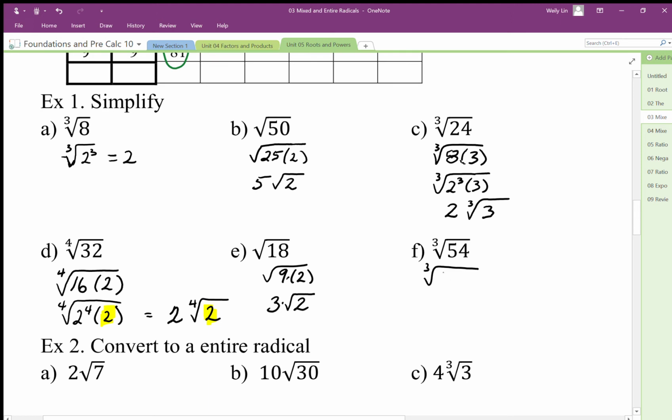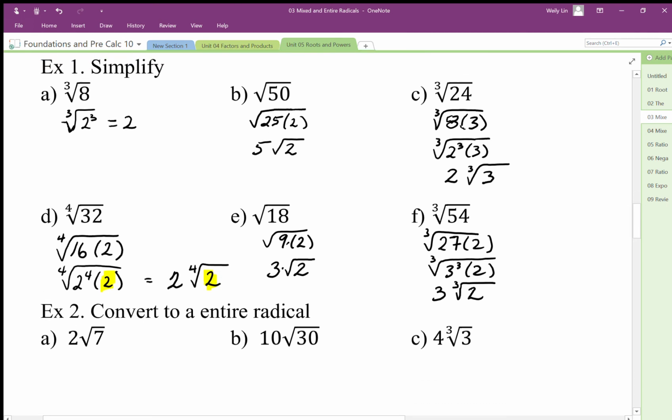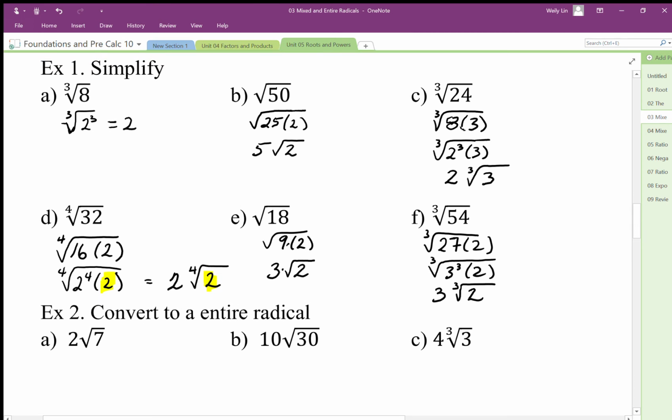For 54, our perfect cube factor is going to be 3 cubed times 2. And again, the 3 cubed ends up on the outside. The cube root and cube undo each other. We're left with 3. We have an index of 3. And inside that root, we have the value of 2. So that is starting with the whole entire radical and making it into a mixed radical.